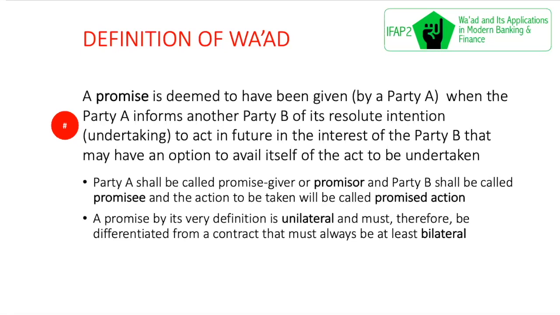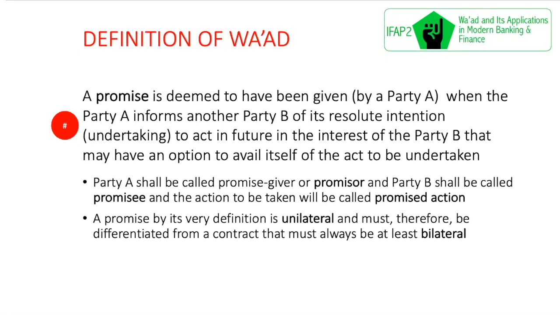A promise is deemed to have been given by a party A when the party A informs another party B of its resolute intention to act in future in the interest of party B that may have an option to avail itself of the act to be undertaken. So party A in this arrangement shall be called promise giver or promisor, and party B shall be called promisee, or the party which has been given the promise, and the action to be taken will be called promised action.